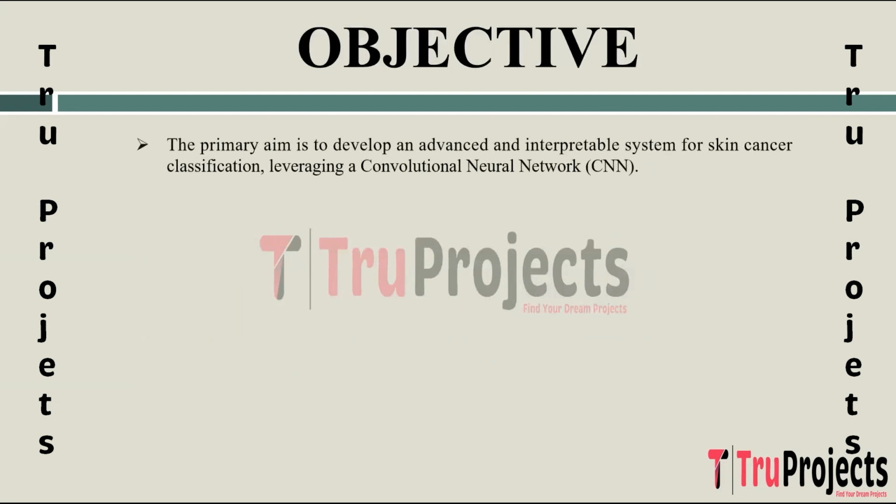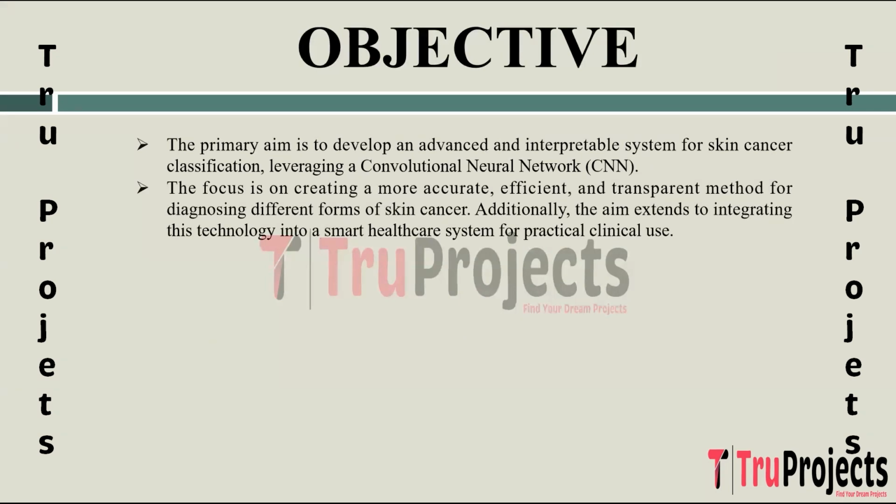Objective. The project's core objective is to develop an advanced system utilizing a convolutional neural network (CNN) that not only accurately classifies skin cancer but also offers interpretability. This aims to provide insights into the model's decision-making process, enhancing trust and understanding. By leveraging CNNs, the project targets the creation of a method that improves accuracy and efficiency in diagnosing various forms of skin cancer. Transparency is crucial, ensuring that the system's decisions are understandable and trustworthy.